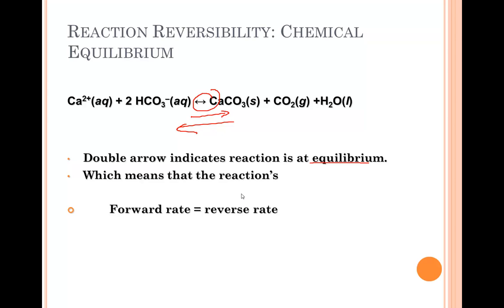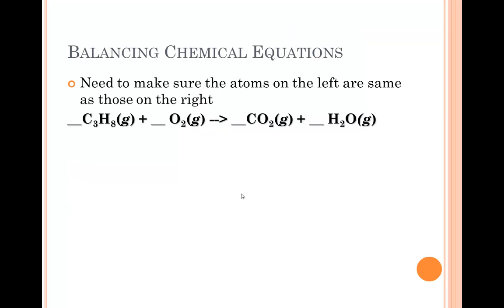So let's get some practice in balancing these chemical equations. The first thing you need to do is make sure that you have the same elements on the left-hand side as you do on the right. The ultimate goal is to get the same quantity of atoms of each element on each side. So let's figure out what elements we have first. We have carbon, hydrogen, and oxygen. On the left-hand side, we have 3 carbon, 8 hydrogen, and 2 oxygen.